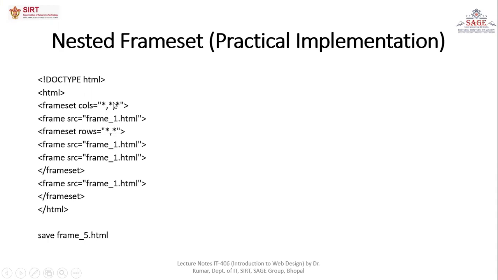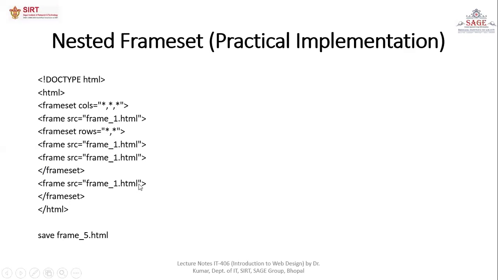The second one is divided into 2 rows. And inside the first row, I put the frame src frame_one.html, and the frame src frame_one.html. The content of the first HTML file will be displayed in the first row, and the content of this HTML file will be displayed in the second row. And I close the frameset. Which frameset do I close? I close the row frameset. Now I put the frameset src frame_one.html. This will go in the third column, and then I close the frameset.